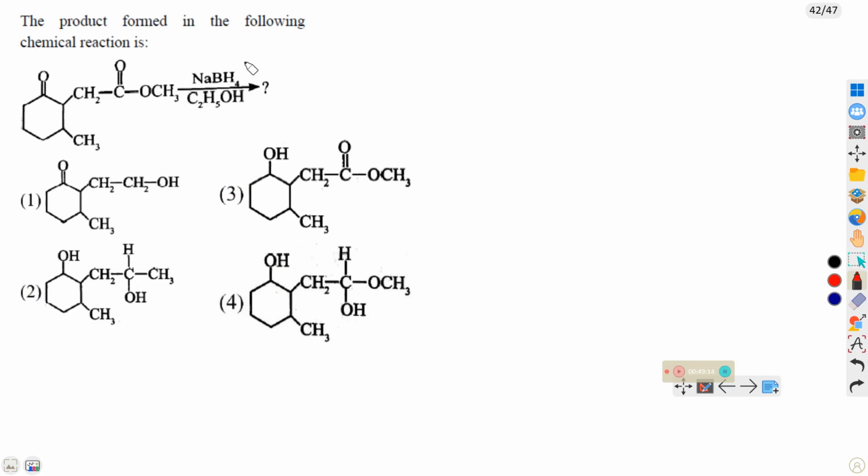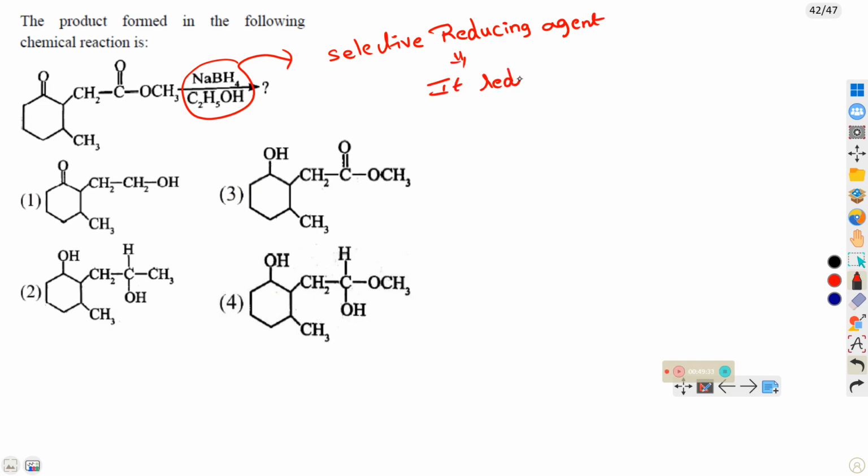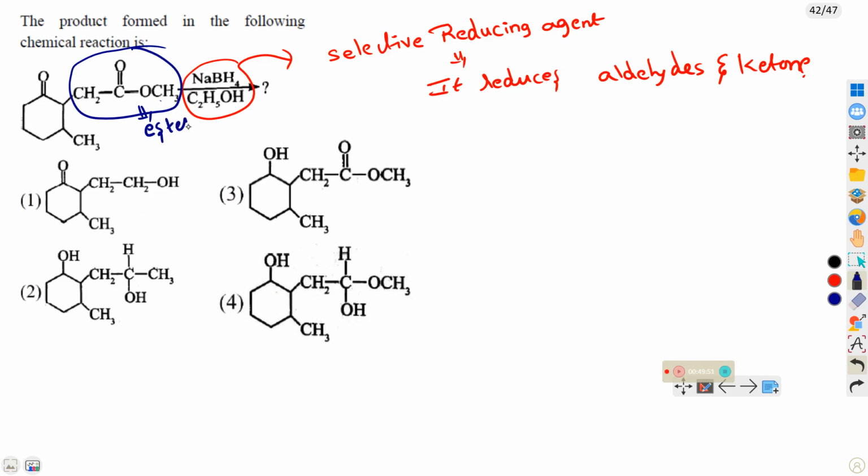Formed in the following chemical reaction. NaBH4 is a selective reducing agent. It reduces aldehydes and ketones. Observe the point. This is RCOOR. This functional group looks like ester functional group. This is RCOR, ketone. It reduces only aldehydes and ketones. Ketones undergo reduction. Then it gives alcohols. Based on that, OH, CH2, C double bond O. Third option is correct option.